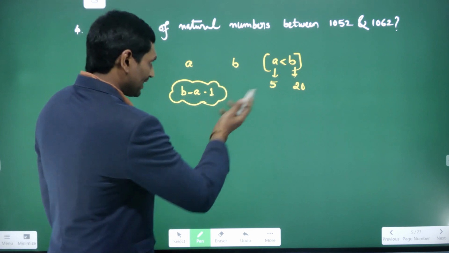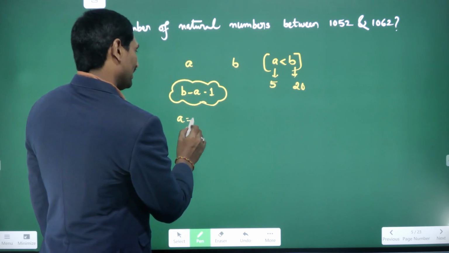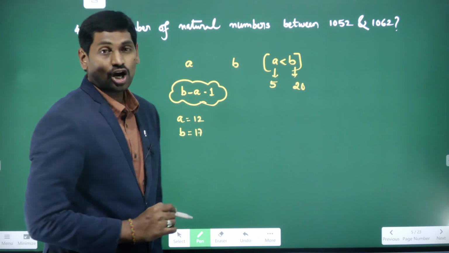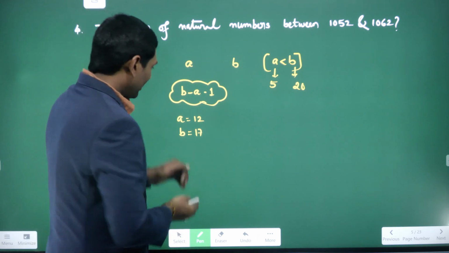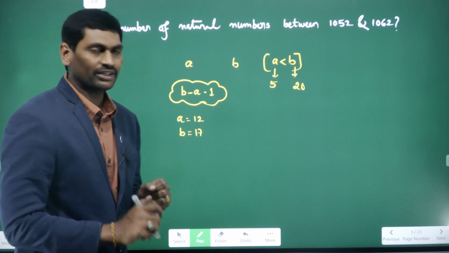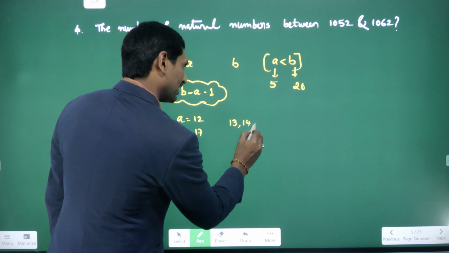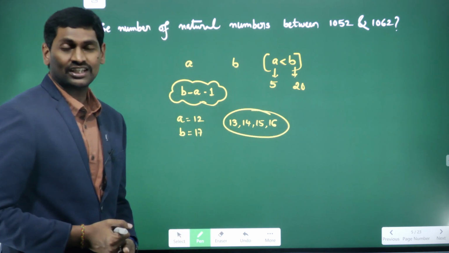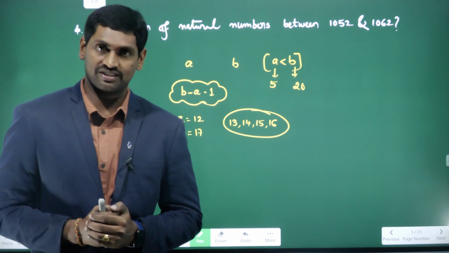By taking an example, A value is 12 and B value is 17. How many numbers are between A and B? These are very small numbers and the difference is also very small, so we can directly count the numbers between them. Between 12 and 17 the numbers are 13, 14, 15 and 16. Only 4 numbers are there.